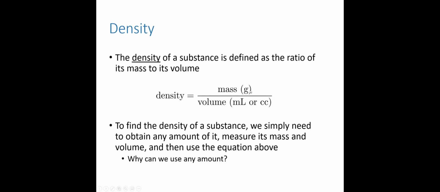Let's say you got twice as much of that substance. Its mass would be twice as much. Its volume would also be twice as much. So 2 times, the 2 cancels out. So it's ultimately a ratio that stays constant, regardless of how much you use. It can change, however, with temperature, but we're not going to worry too much about that.